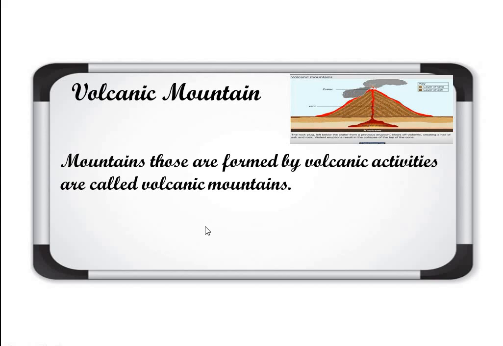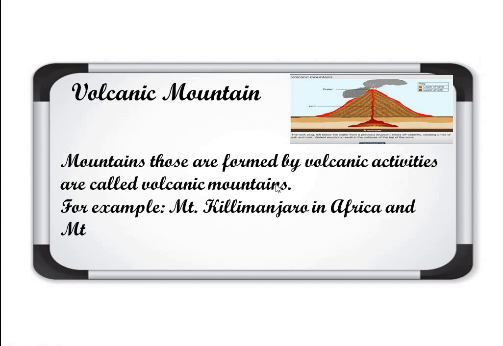Mountains that are formed by volcanic activities are called volcanic mountains, as I told you, and in the picture also you can see lava that comes out and takes the shape of a mountain. That is known as volcanic mountain. Now the examples. For example, Mount Kilimanjaro in Africa and Mount Fujiyama in Japan. These are the examples of volcanic mountain. So all these examples you must know and where they are located. In 1 mark they can be asked there.